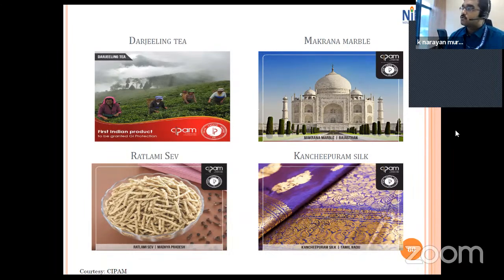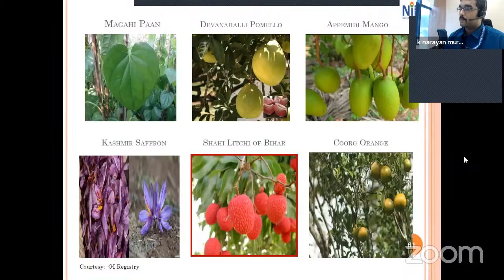Yeah. So Ratlam is in Madhya Pradesh, and Ratlam is famous for sev. Madhya Pradesh, you must have known, has Indore. It's a place in Madhya Pradesh famous for namkeens. Okay. Kanchipuram silk is in Tamil Nadu. Kashmir saffron, Devanahalli pomelo, Coorg orange, Shahi lychee of Bihar, etc.